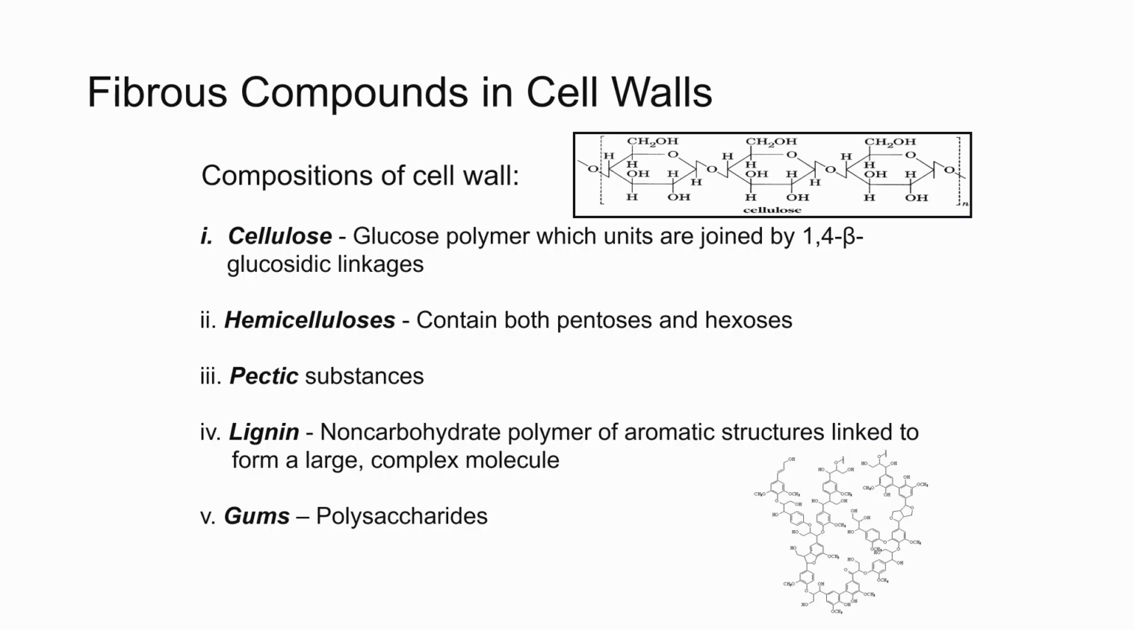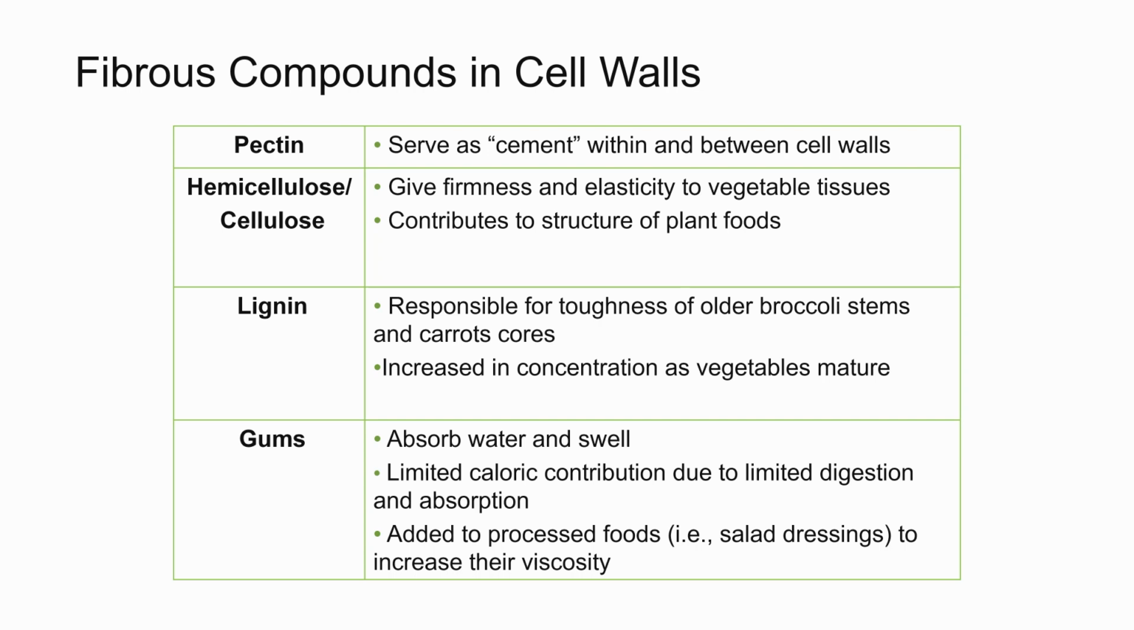Looking at the composition of the cell wall, this is where the fiber comes from in our vegetables and fruits. We have cellulose, which we talked about in the chemistry of food composition, hemicelluloses, pectic substances, lignin, and gums. Pectin serves as a cement between and within the cell walls. Hemicellulose and cellulose give firmness and elasticity to vegetable tissues and contribute to the structure of plant foods. Lignin is responsible for toughness of older broccoli stems and carrot cores. This is increased in concentration as the vegetables mature.